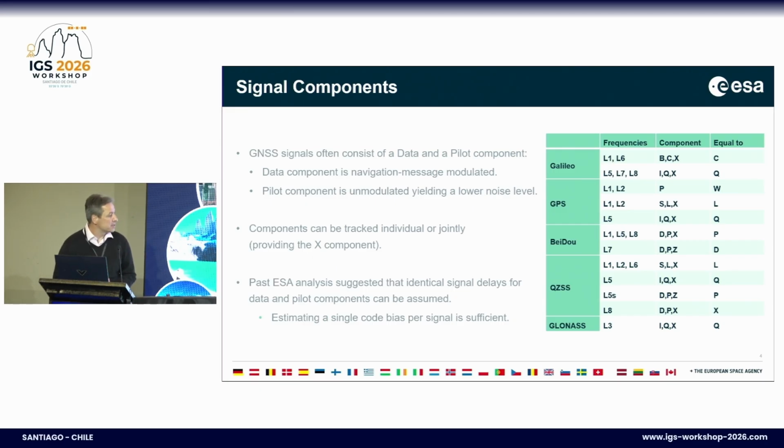So we analyzed the differences between the different components, and what we found out is that in the end we can assume that the biases for all the components can actually be treated in the same way, at least at the accuracy level we have at the moment. Looking at the table displayed on the right side, for example, for Galileo, for L1 and L6, we have B, C, and X components, and we just treat it as C component.